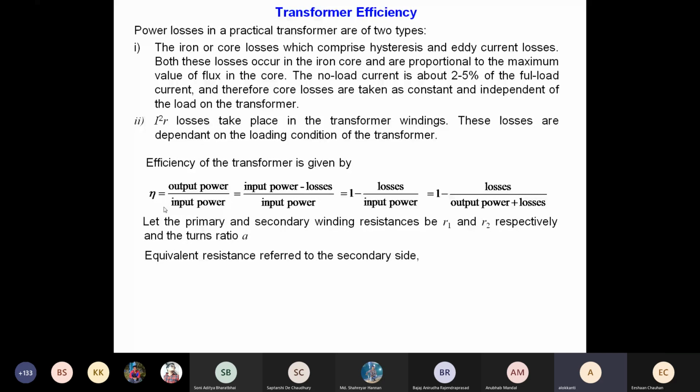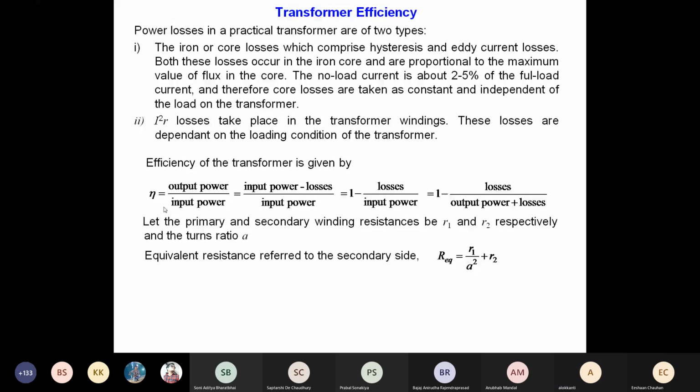R2 by A square, referred to the secondary. R1 by A square. So if you refer the primary to the secondary, it will become R1 by A square plus R2. So Req becomes R1 by A square plus R2.